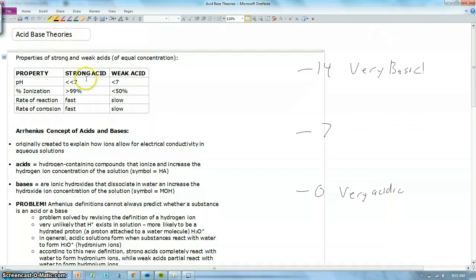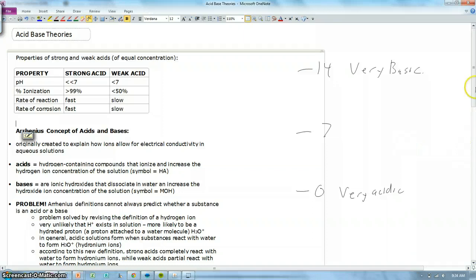But you can see again, looking at the strong acid versus strong base, you're looking at a very high ionization in a strong acid versus a very weak ionization in a weak acid. Sort of low, just less than 50% ionization. The rate of reaction is very fast in a strong acid, and it's very slow in weak acids. So weak acids are much closer to neutral. They don't totally dissociate, which we'll talk about shortly. And it's a much slower reaction.